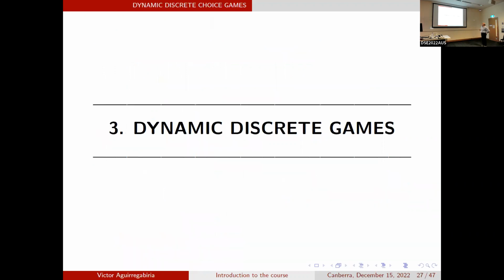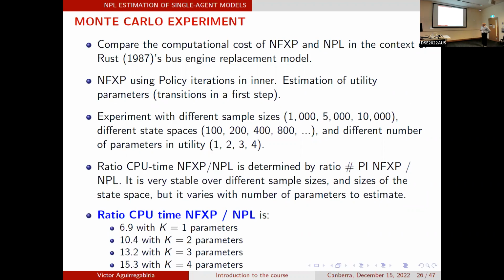Okay, and that's it for single agent dynamic models. Any question?